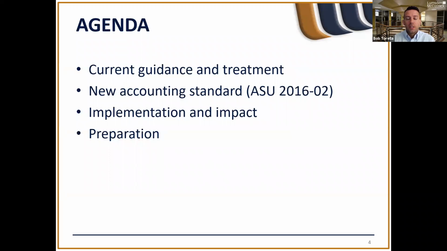So what we're going to talk about today is we're going to go through the current guidance and the existing lease treatment just as a refresher. Then we'll dive into the new accounting standard for leases, go through some implementation and related impacts to your organization, and then wrap it up with some preparation tips, how you guys can get ready for implementing this new standard.